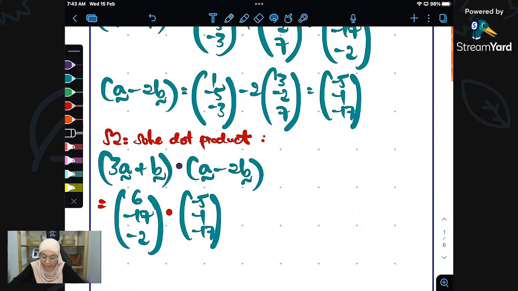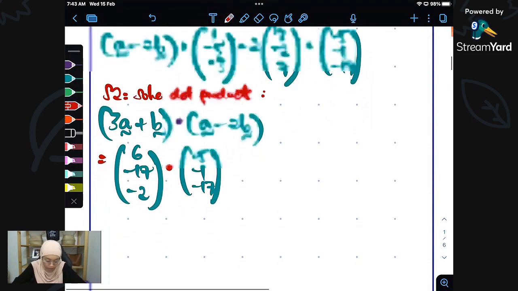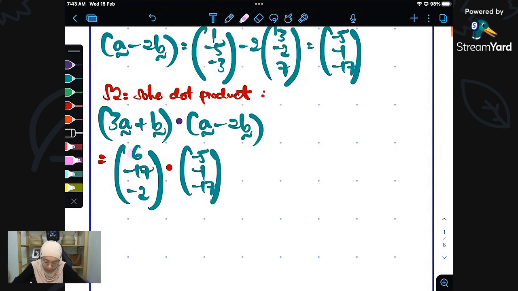Please write the dot very, very clearly so that you know this is not just simply multiplying one by one, and then you do not know what the formula is. There is a formula for it, and the formula is very, very easy. All you have to do is multiply 6 with negative 5. So I write it down here: 6 times negative 5, and then I put plus. This is the formula.